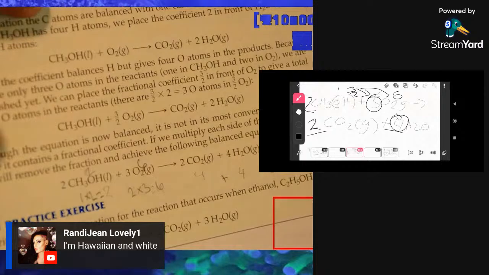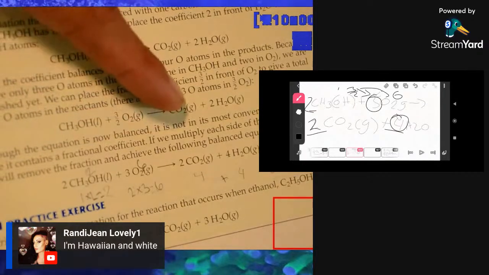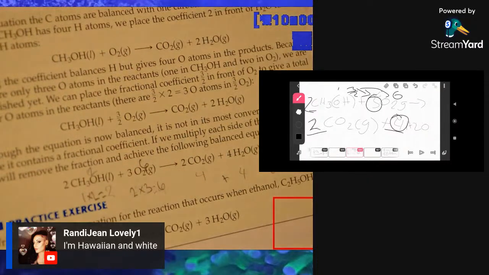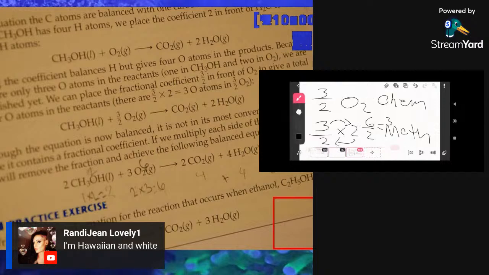Yeah, see, so it says, although the equation is now balanced, it is not the most conventional form because it contains a fractional coefficient. If we multiply each side by the coefficient by 2, we'll remove the fraction and achieve the following balanced equation. So they remove the 2, but just do what I'm telling you. They got that multiplied with that 2 from this oxygen, okay? So remember, there's a difference between learning chemistry and math.